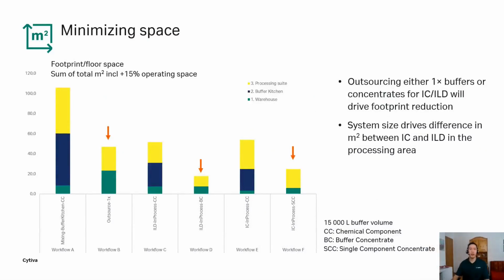In evaluating those KPIs, space, time, and cost, the results were rather persuasive when scaling the buffers up linearly at the simulated MAB manufacturing scales. One can see here that at the 15,000 liter volume, space could become a very large issue, particularly within your operating facility. The red arrows indicate that as outsourced items don't require a buffer kitchen, this space constraint can be alleviated by outsourcing either 1x buffers, buffer concentrates, or single component stock concentrates. The difference between the IC and ILD would be due to the differences in the system size.